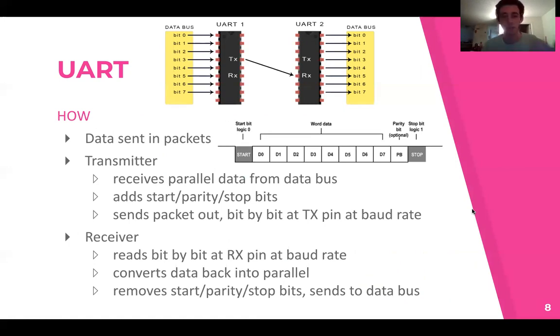So it sends out the packet bit by bit in the form of voltage pulses or current pulses. The receiver then reads this bit by bit at the same rate that it's coming in. That's the baud rate. It converts the data back to parallel, removes the now unnecessary stop bits, because those weren't really part of the data, but really just to tell the receiver when to start reading, and then it has the data used.